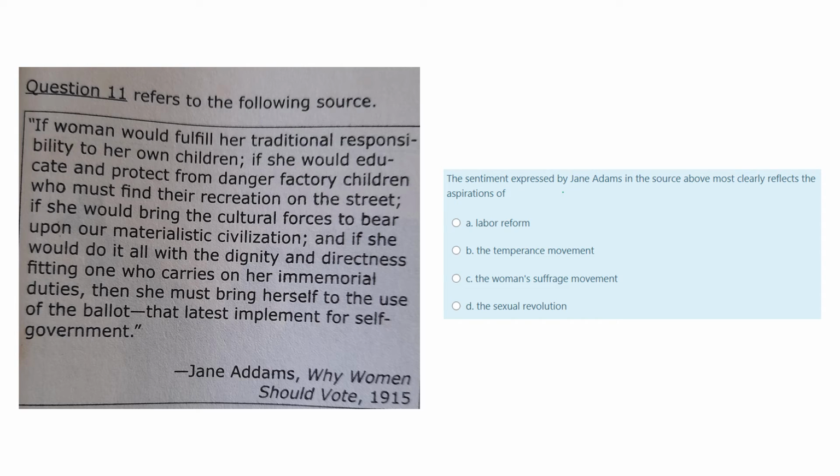Now, the sentiment expressed by Jane Addams, 1915, in the source above most clearly reflects the aspirations of labor reform means changing the working conditions. The temperance movement means no alcohol. The women's suffrage movement means women's votes. Sexual revolution is about men and women having equality and sex as they like, which happened like 1970s, 1960s. So we can take away answer D.